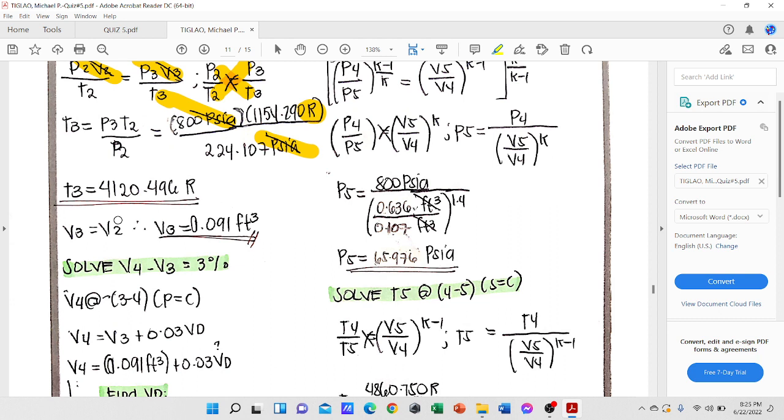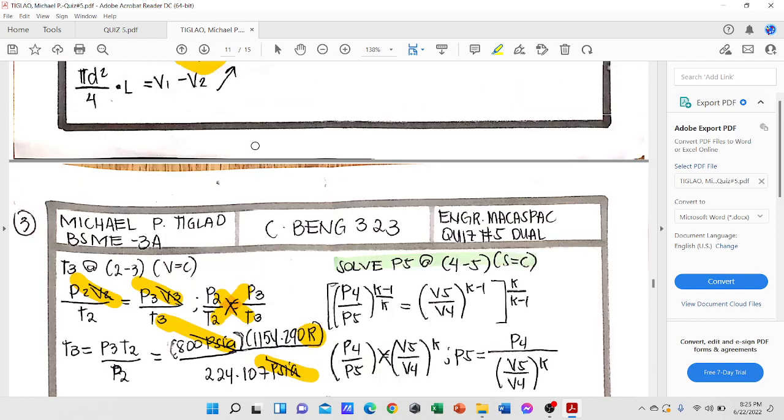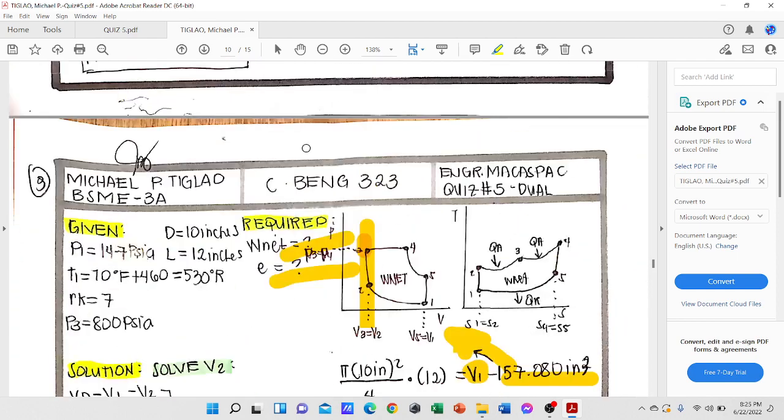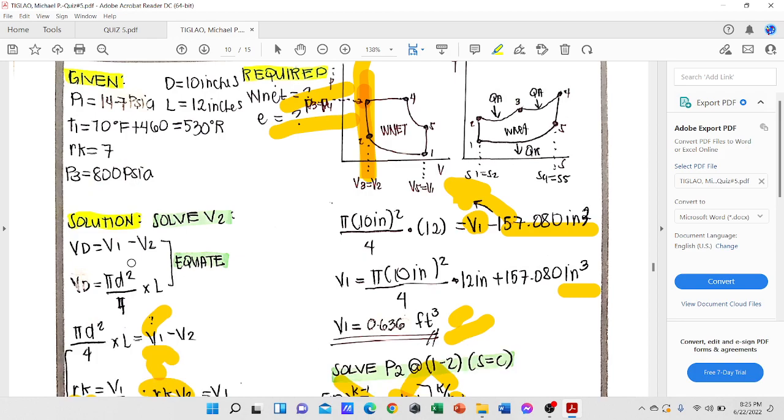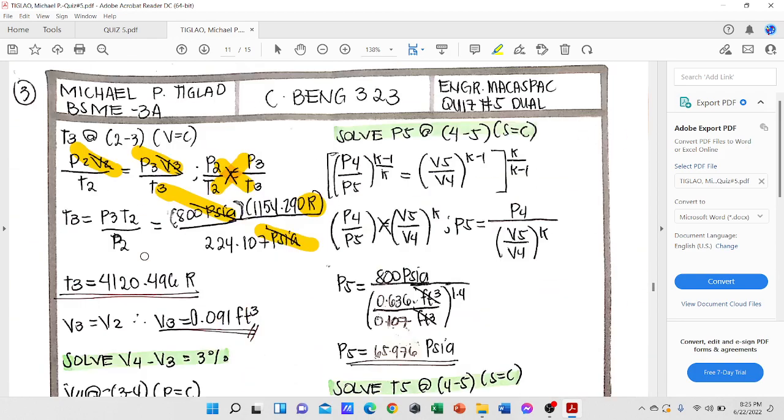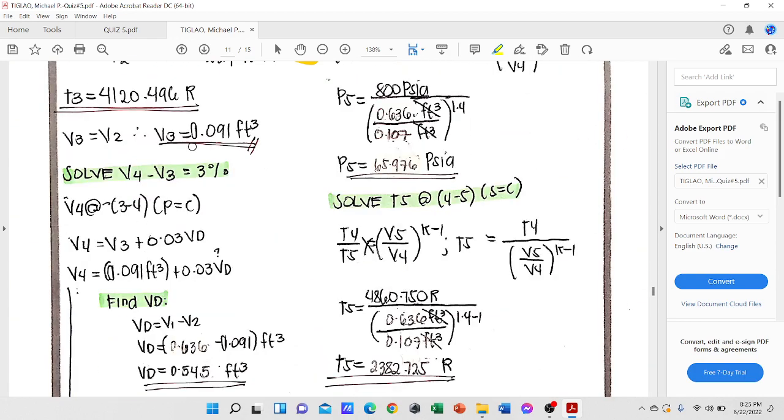Then, let's find volume 3. Volume 3 is equal to volume 2. We can see that in the PV diagram, in this area here, V3 is equal to V2. Therefore, our V3 is equal to 0.091 cubic feet.